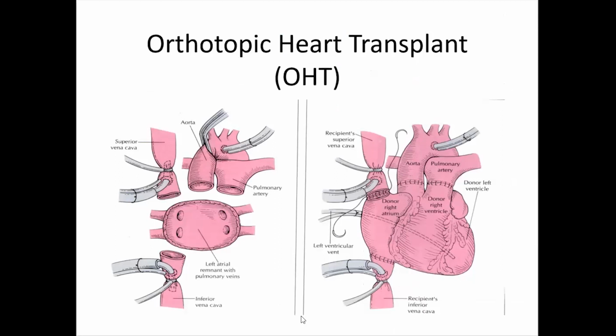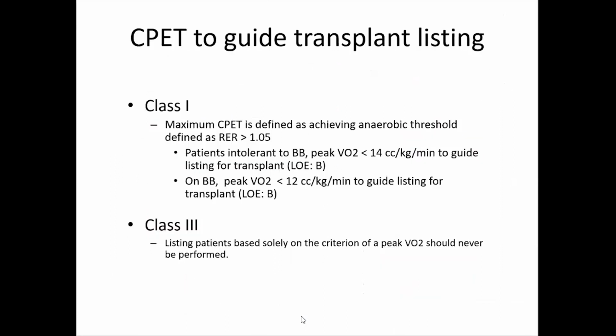One of them is heart transplantation. So how do we think about transplant and listing this patient? These are some of the guides that we use for listing. As we talked about, we use the cardiopulmonary stress test, and if they reach the anaerobic threshold with an RER more than 1.05, then we have some cutoffs for the peak oxygen consumption to guide us that these patients are not doing well and we need to think about advanced heart failure therapy.